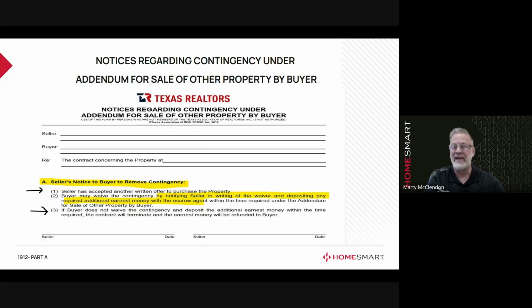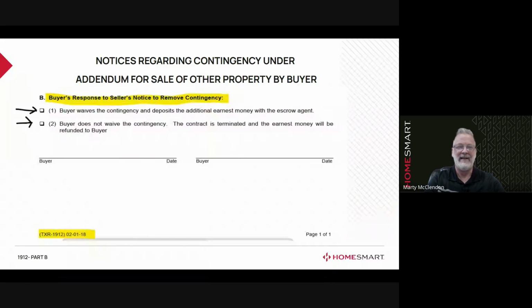Either way, the seller wins. Buyer one waives their contingency. Now the seller's protected, and they close and get the money, and they're good with the buyer they won in the first place. Or if the buyer terminates, they've got a backup offer that can close without a contingency. So it's a win-win for the seller. And of course, the buyer will respond accordingly using the same form, 1912. Either they're going to waive it or they're going to terminate.